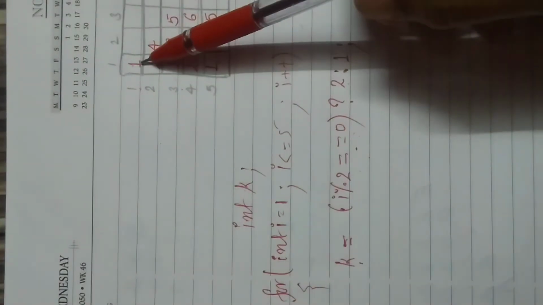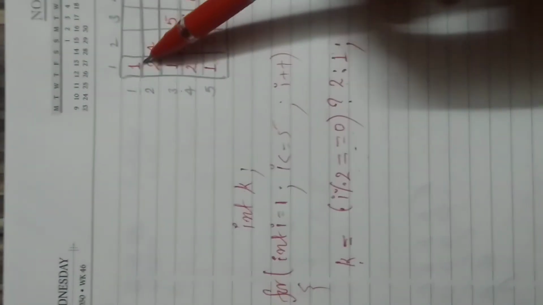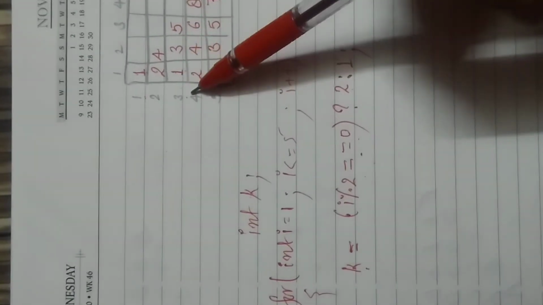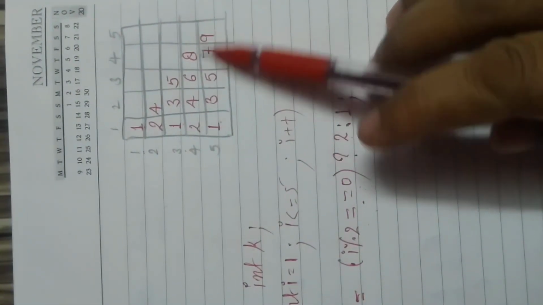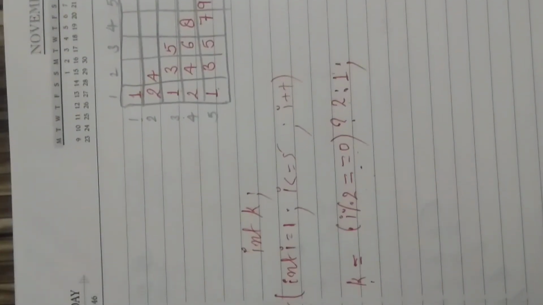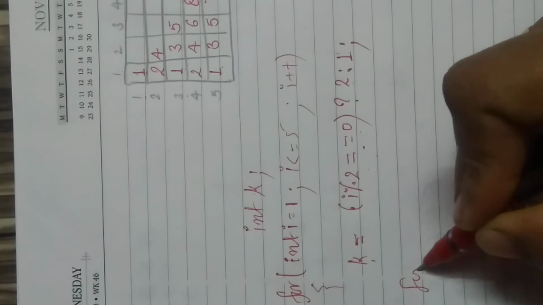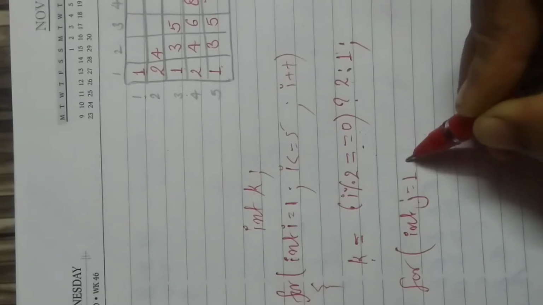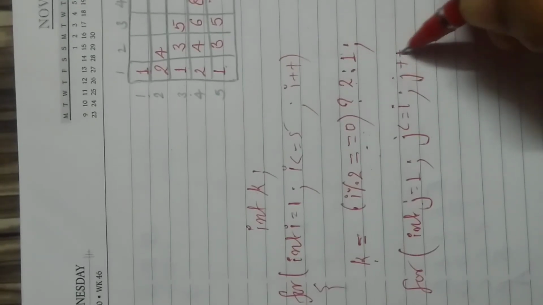Next is the inner loop. The inner loop depends on I. How? When your I value is 1, it fills only the first column. When I value is 2, it fills 2 columns. When I value is 3, it fills 3 columns. When I value is 4, it fills 4 columns. When I value is 5, it fills 5 columns. So the inner loop totally depends on the outer loop. Here we start the inner loop: for int j equals to 1, j less than equals to I, and j plus plus.